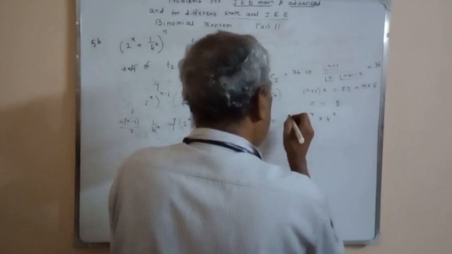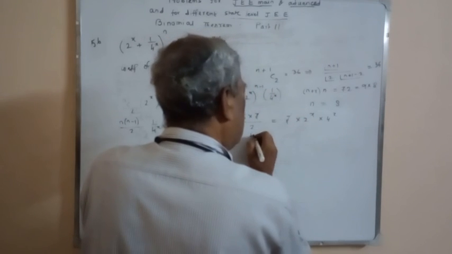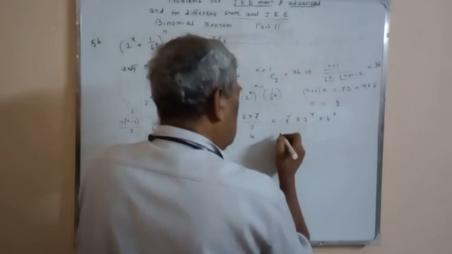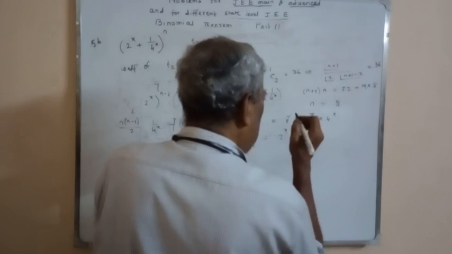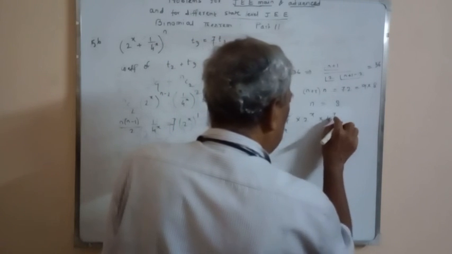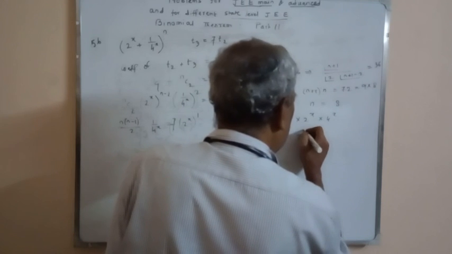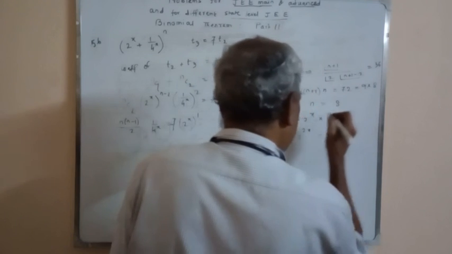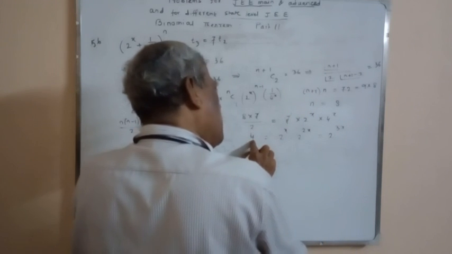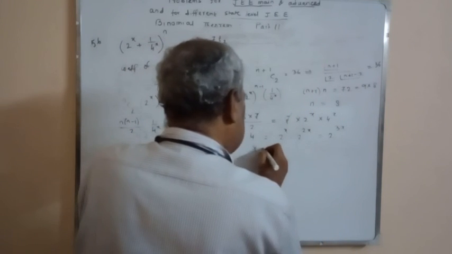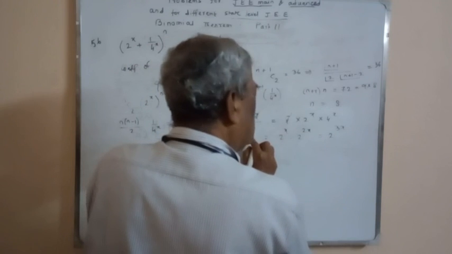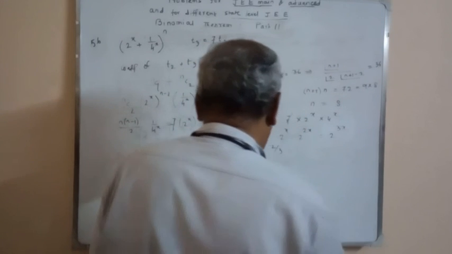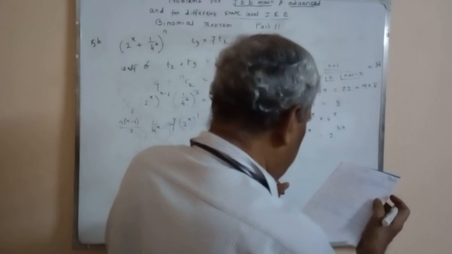7 cancels, so that 4 is equal to 2 to the power x into 2 to the power 2x, which is 2 to the power 3x. And 4 means 2 to the power 2. So x is equal to 2 by 3. And this is the answer. x is equal to 2 by 3.